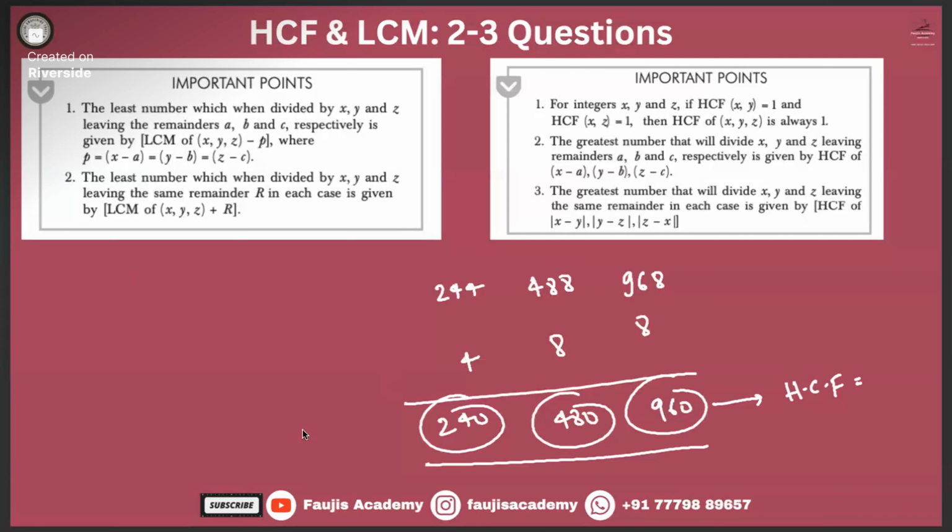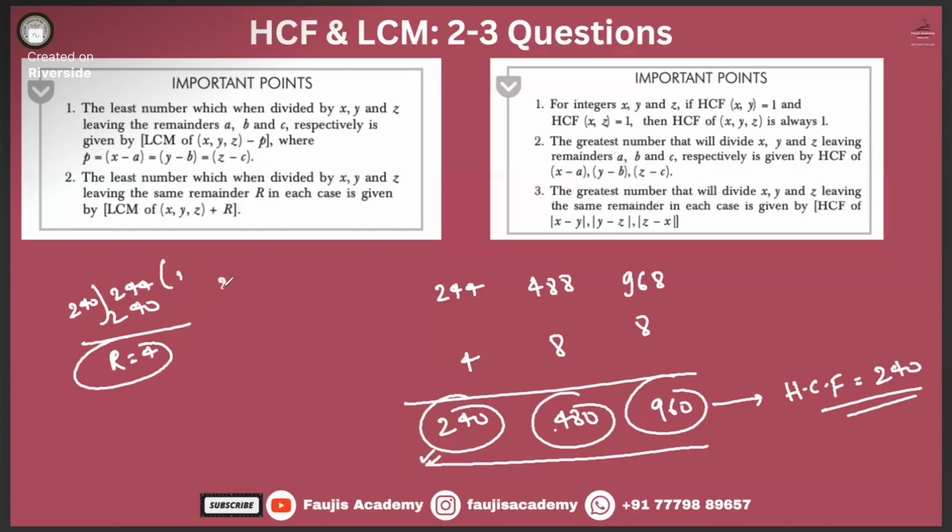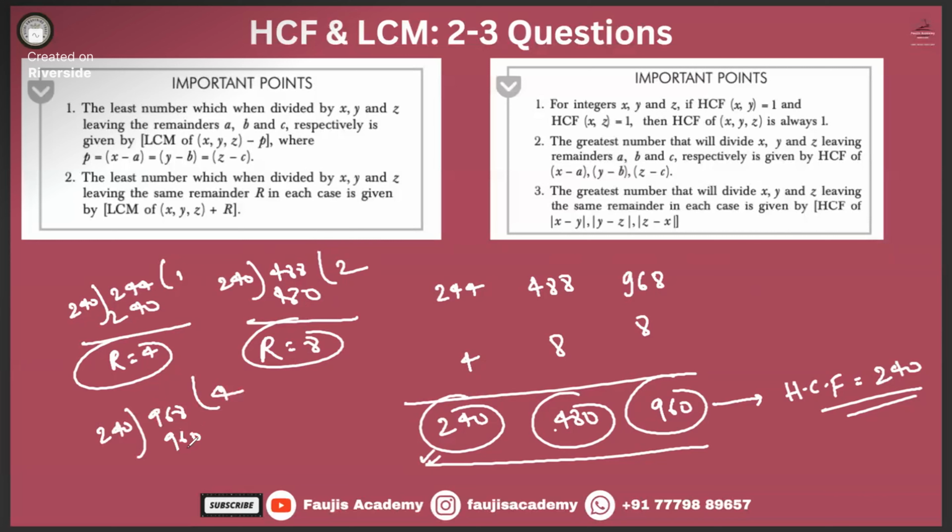See, you guys say 120, I think. No, think a bit more carefully. Think in terms of 240, 480, 960. Yes, 240 is your HCF. Right. And now check: 240 divides 244 one time, what is the remainder? Then 240 and 488, 480, what is the remainder? 8. Clear?